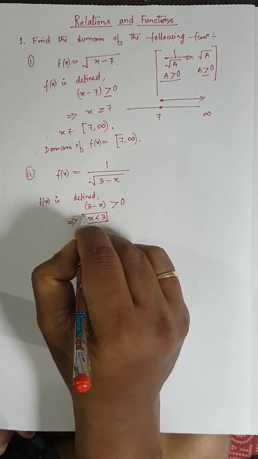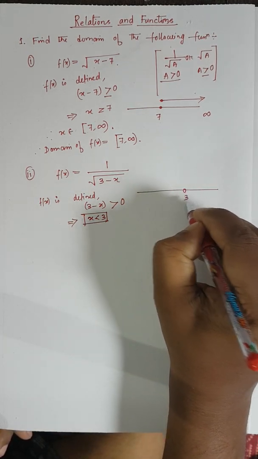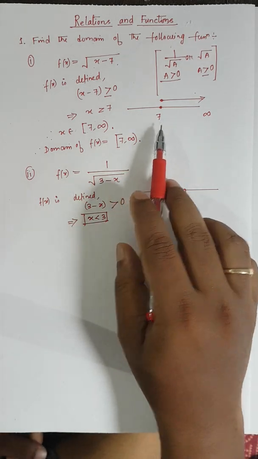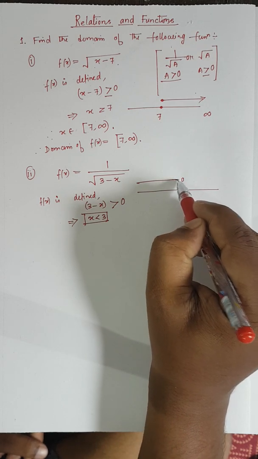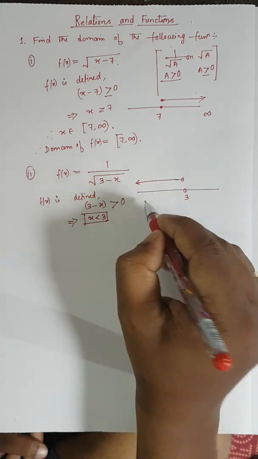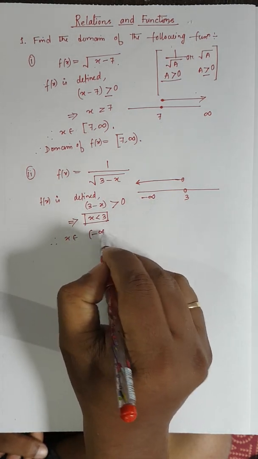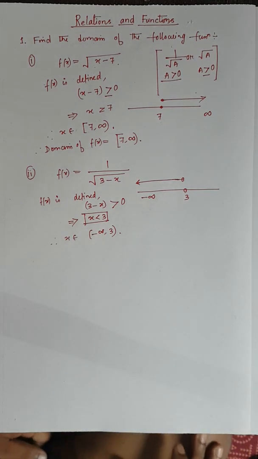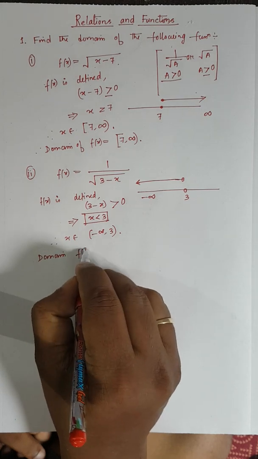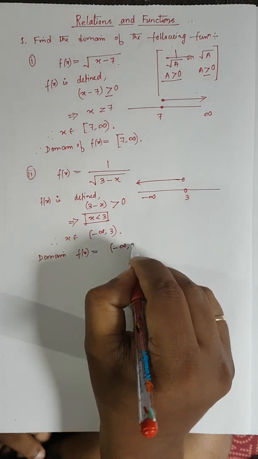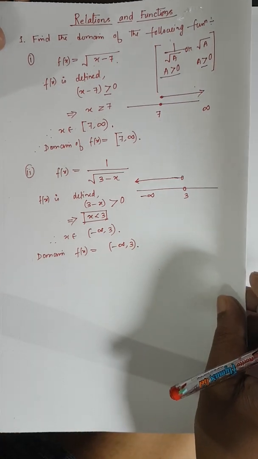than 3. On the number line I can locate this as this point is 3. See, it is not equal, it is less than 3. So it will be an open interval, hollow, less than 3 towards minus infinity. We can write x belongs to minus infinity to 3. This is your domain of f of x. Therefore domain of f of x is equal to minus infinity to 3. This is your second function. See, we are discussing the basic functions.